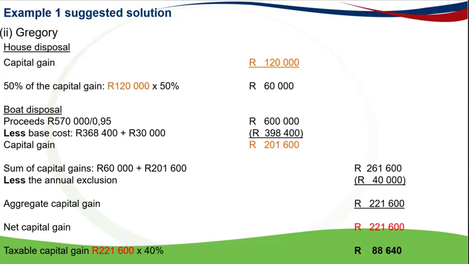Now, if we apply the same steps that we applied to Michelle in order to calculate the taxable capital gain, the first step would be to calculate the sum of the capital gains. The second step would be to calculate the aggregate capital gain. The third step would be to calculate the net capital gain. And then finally, you would need to calculate the taxable capital gain.